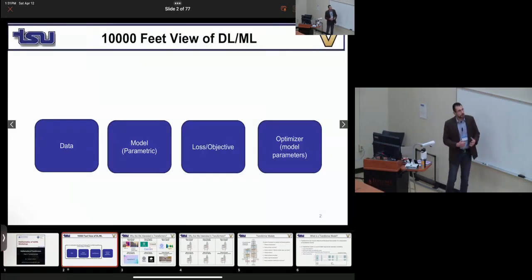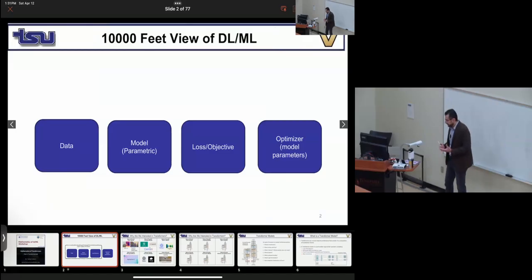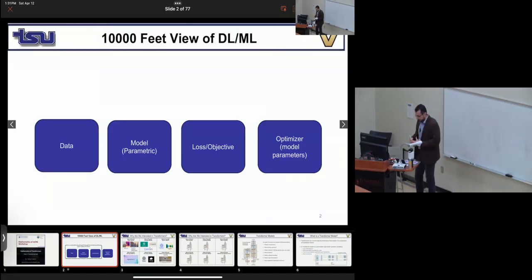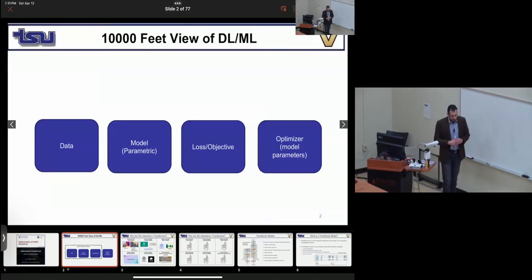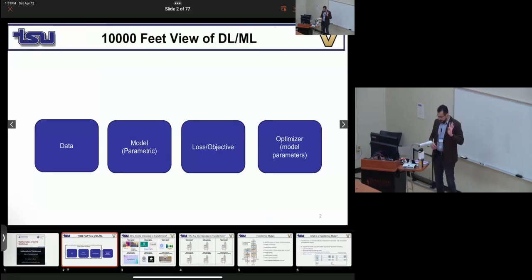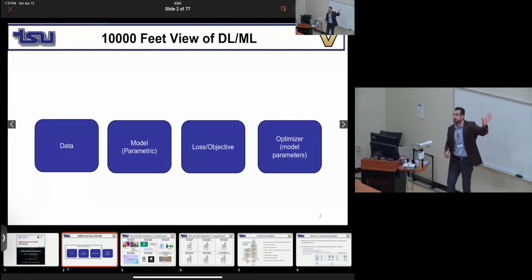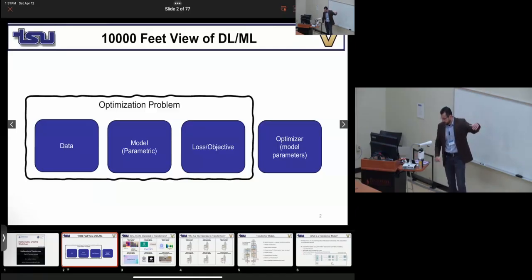So a 10,000 feet view of the deep learning and machine learning field in general is that there are 4 different components that we need to be aware of. Any machine learning problem, deep learning problem has this. You need to have data, you need to have a parametric model, and you need to have a loss or objective function that you're trying to optimize, and these 3 will generate an optimization problem for you. And then you need to be able to solve that optimization problem using some optimizer.